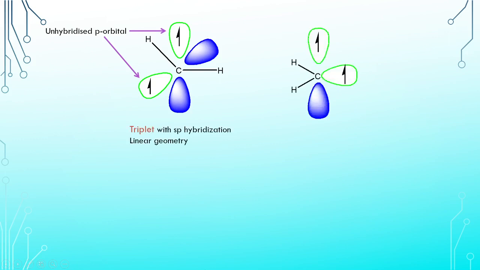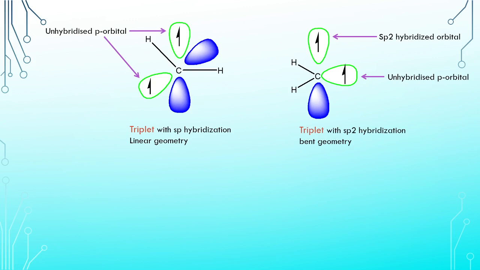This is again a triplet carbene. The hybridization is sp2 hybridization and the geometry is a bent geometry. This electron is present in the sp2 hybridized orbital and this one in the unhybridized p orbital. This is the sp2 hybridized orbital, this is the unhybridized p orbital. Therefore the triplet is sp2 hybridization and the geometry is a bent geometry.